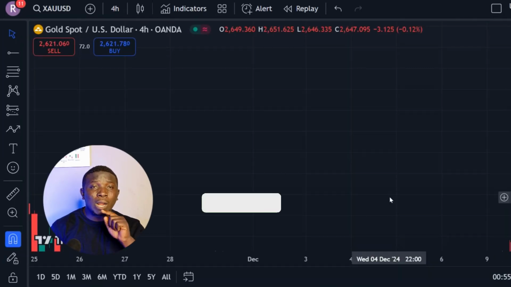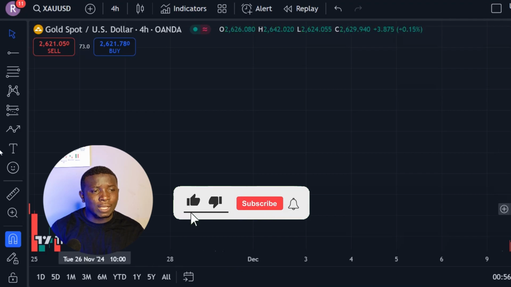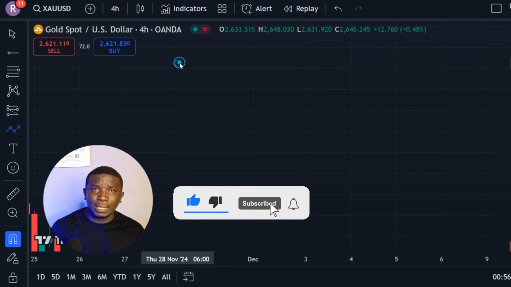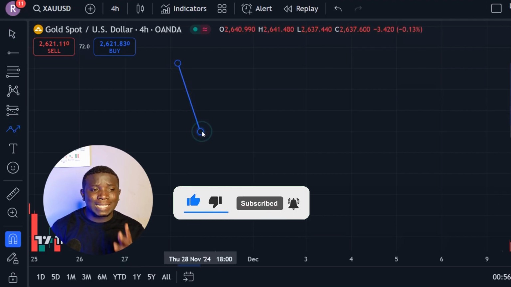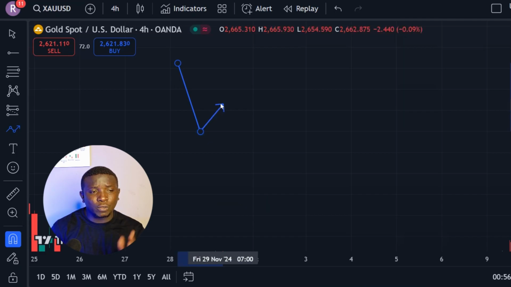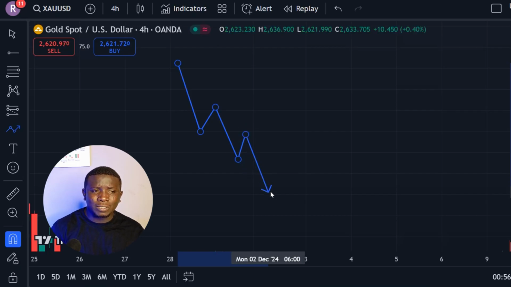So firstly, what I want you to pay close attention to is whenever we're having a downtrend like this, we know definitely there are times when the market is going to have a little retracement back to the upside just like this, and the market would continue going in the downtrend. Okay, and we could have another retracement back to the upside a little bit like this, and the market will keep going down to the downside.